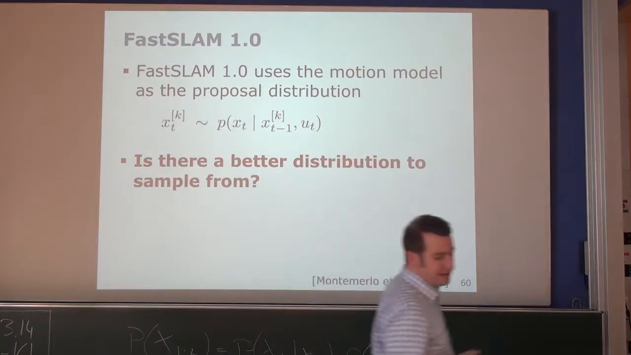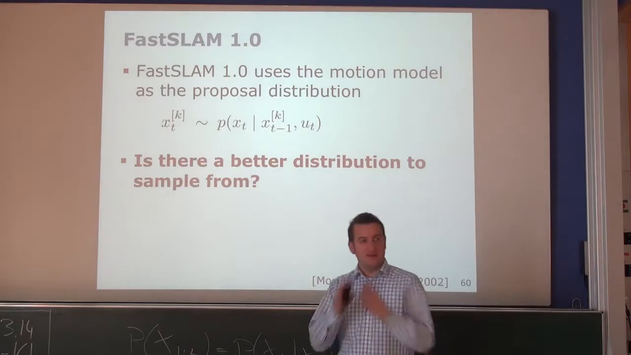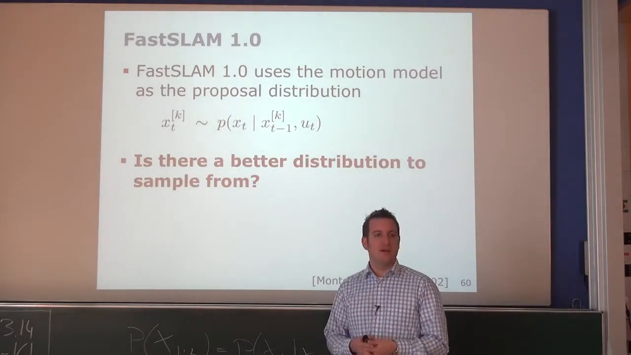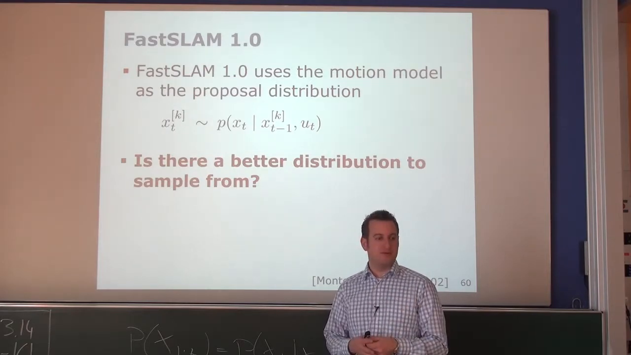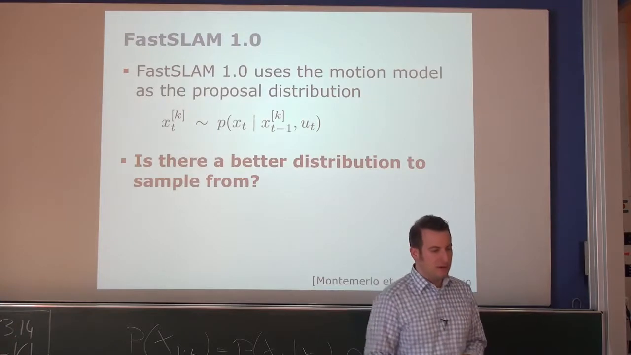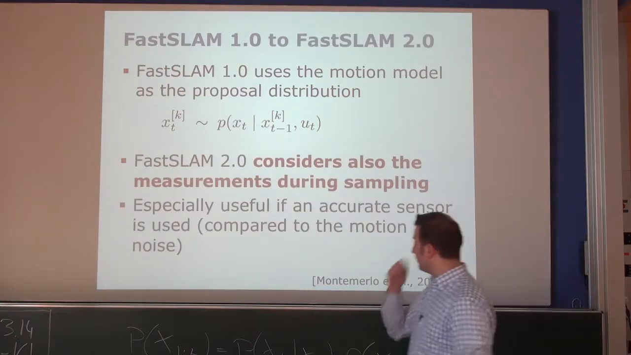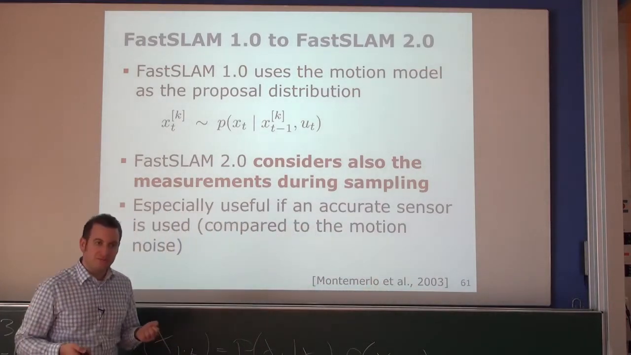So the idea was that if we have accurate sensor information, just by aligning sensor scans, like laser range scans, we actually get a much better pose estimate than by using just the odometry information. So what FastSLAM 2 does is it also considers the measurements in the proposal distribution.